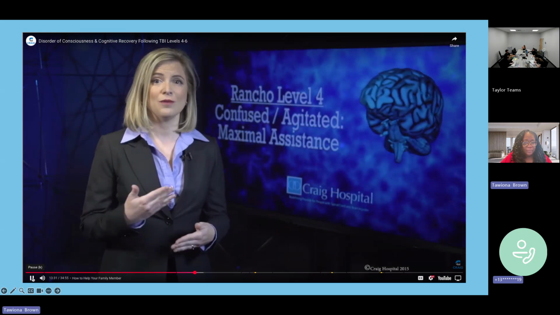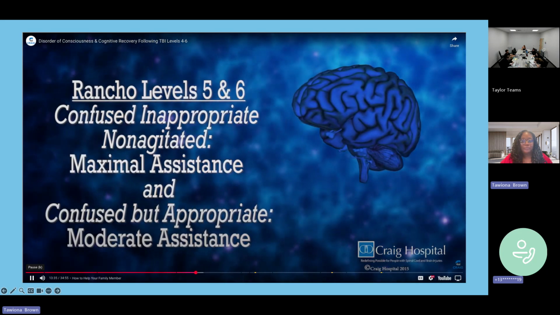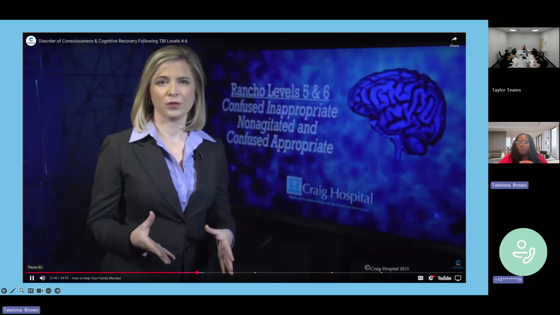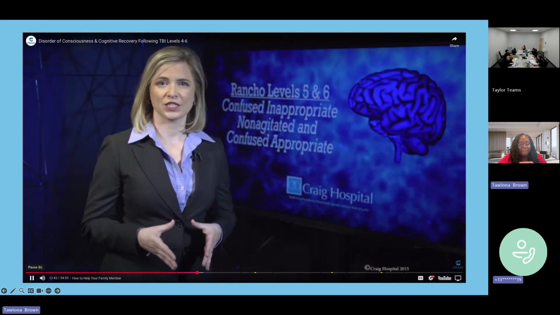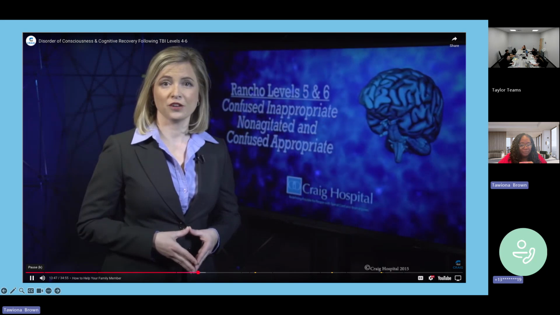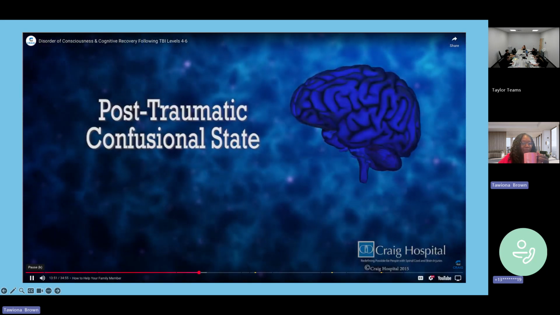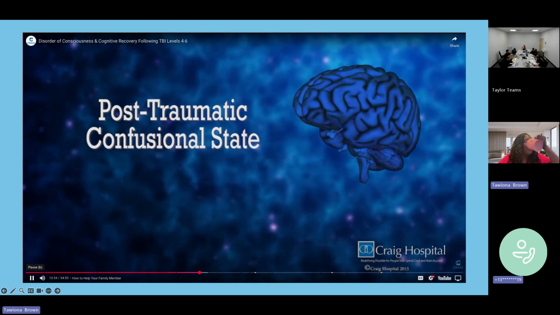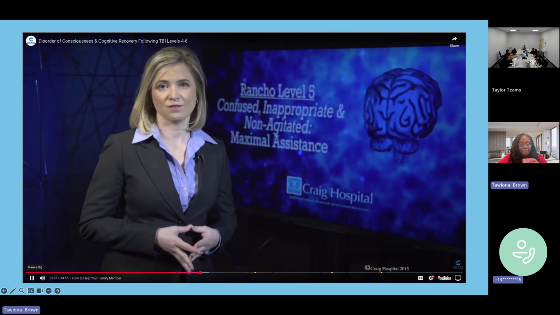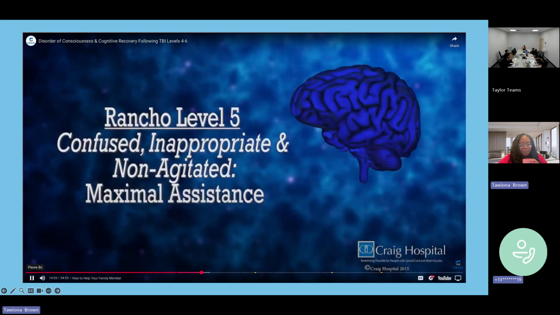Allow you to continue to be the best support possible for your loved one. Rancho levels 5 through 6, confused and appropriate, non-agitated, and confused appropriate. When your family member is in Rancho levels 5 and 6, the recovery process has moved into a new phase. You see a marked improvement in your family member's ability to interact with you, but they are now in a period of recovery known as the post-traumatic confusional state. This means there will be severe cognitive limitations, especially in the areas of memory for new learning and executive functioning. Let's take a look at this phase more closely.